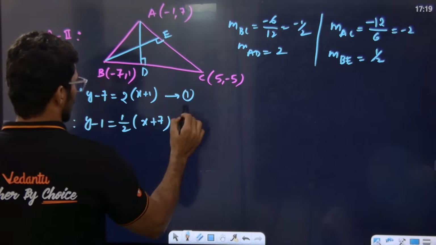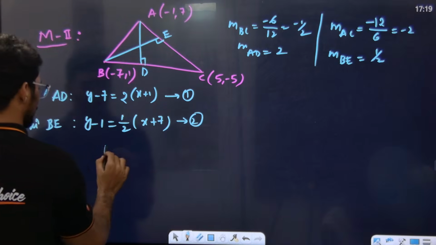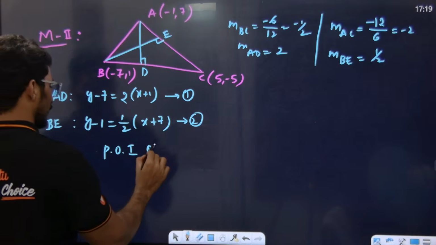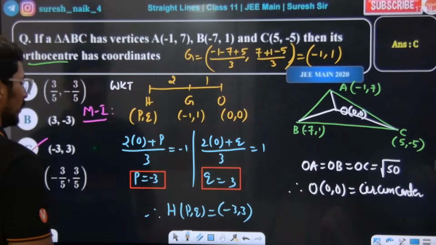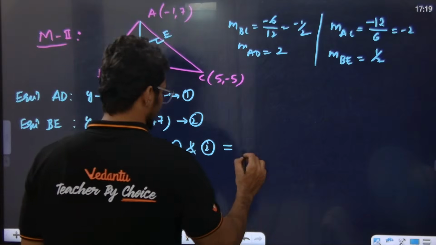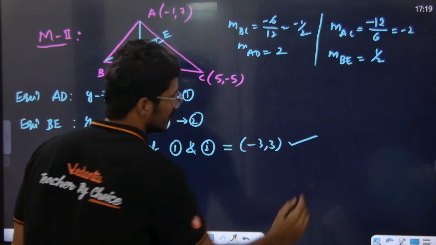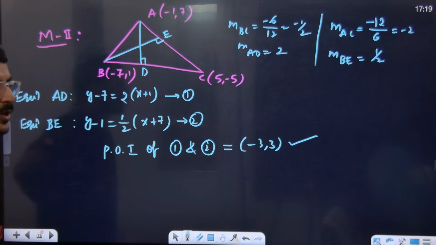So the point of intersection of the first and second equations will still give you (-3, 3). Check: minus 3 and 3. This is method number 2.